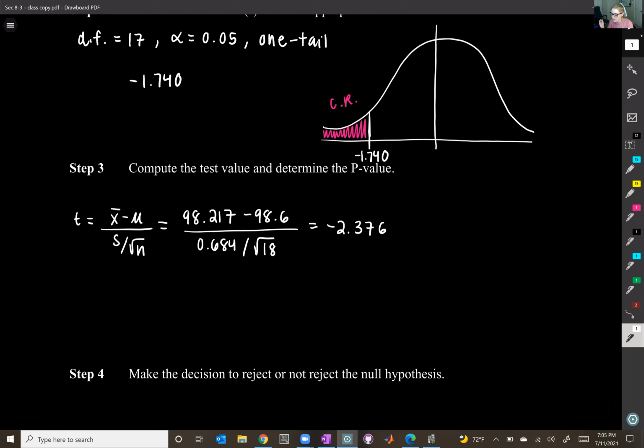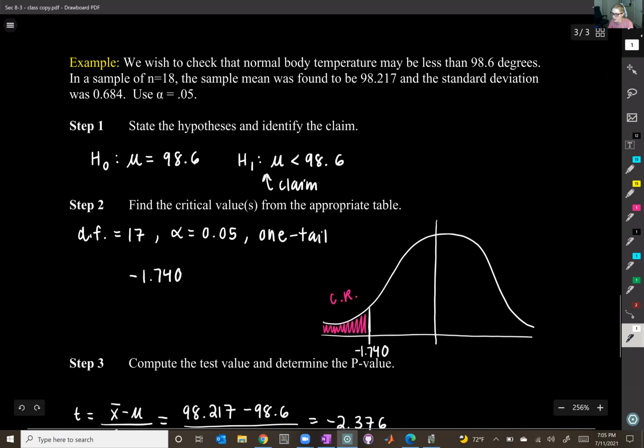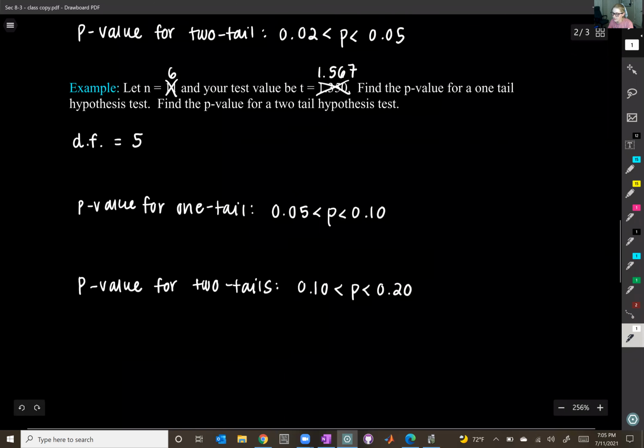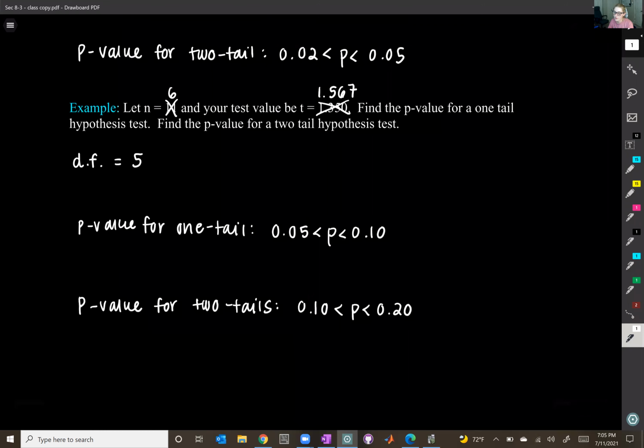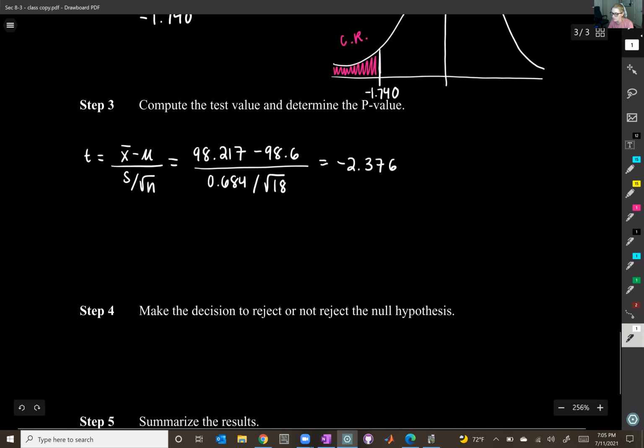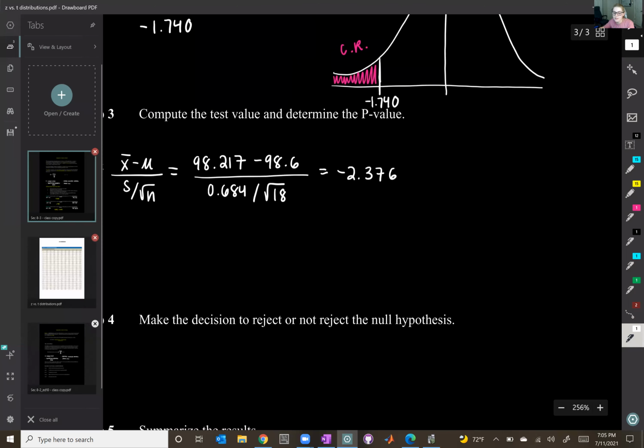So I'm going to determine the range that my p-value might be between. If you scroll back up and remember how we did that, we just need the degrees of freedom, and then we can find what it is for our one-tail test. Back to our chart.